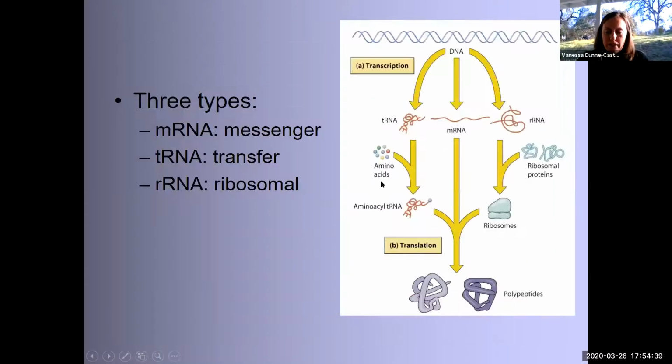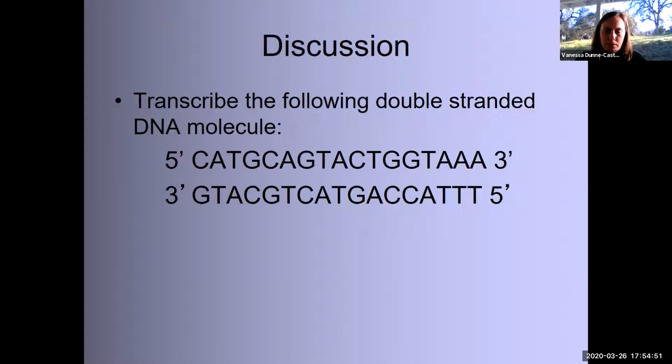In the end, you'll have that mRNA transcript, but remember that there are other types of RNA, including transfer RNA and ribosomal RNA, that can be generated from a transcriptional event, and all of those ingredients will come together for the process of translation. So before we get to the next section, I'm going to have you work on this for a second.